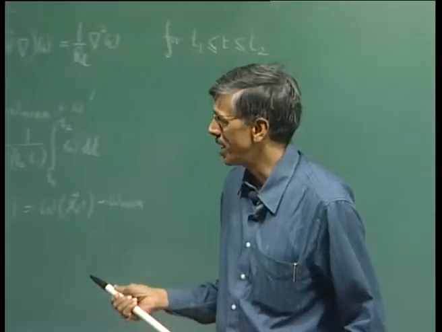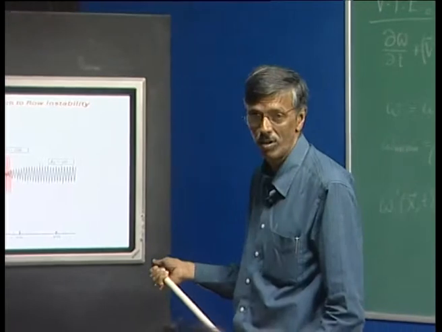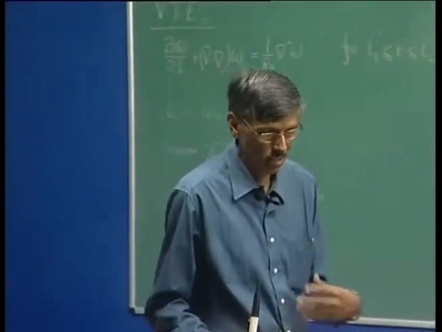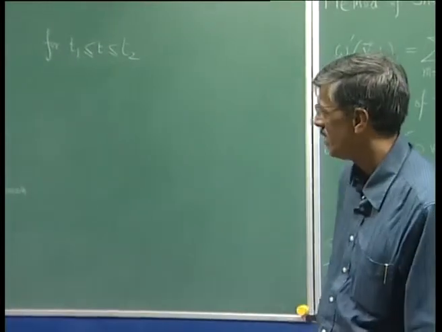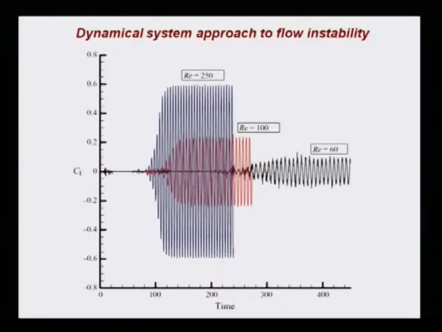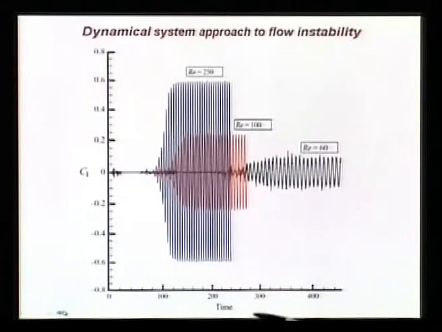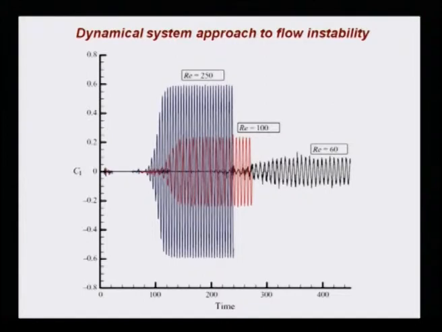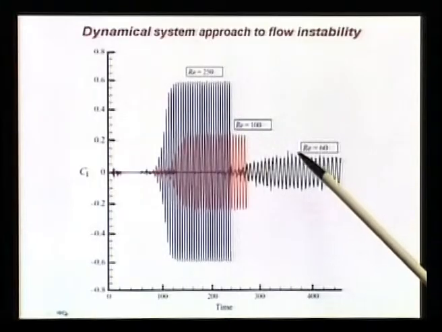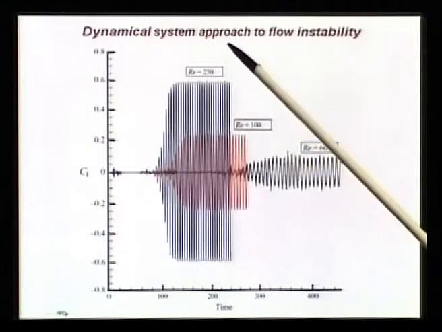So, we were developing a dynamical system theory for flow instability using DNS results, and looking at the flow past a circular cylinder, we have shown here the computed lift coefficient variation with time for 3 different Reynolds numbers: 60, 100 and 250. There are certain features that immediately come to the fore. Number one is that, of course, with the increase in Reynolds number, equilibrium amplitude increases.